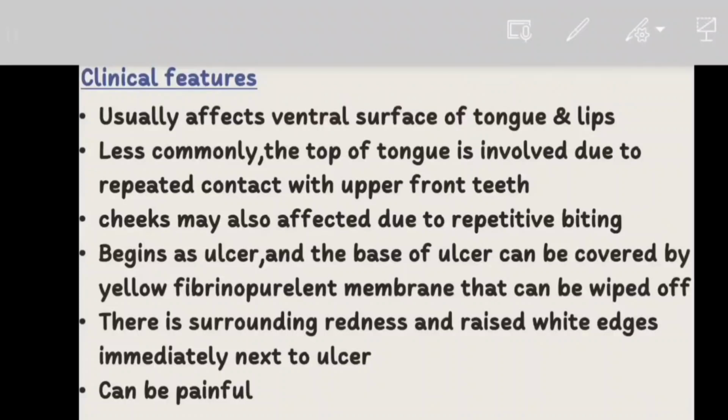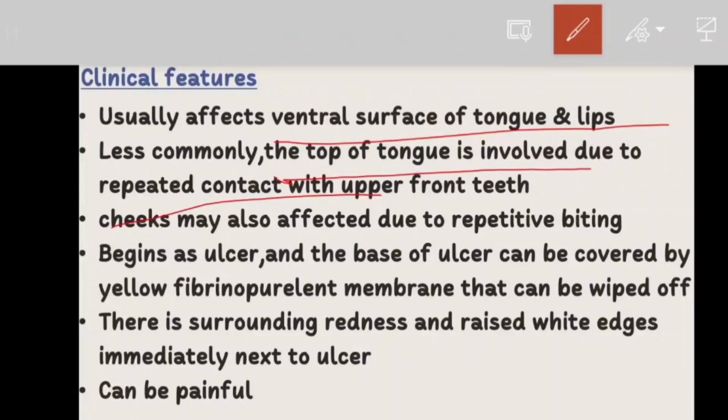Now this is a very important slide for examination. Let's understand each one by one. That is the clinical features. The lesion usually affects the ventral surface of the tongue and the lips. So why is the ventral surface commonly affected? Because it repeatedly comes into contact with the lower anterior teeth during feeding. Okay. Less commonly, the top of the tongue is involved due to repeated contact with the upper front teeth. So the top of the tongue can be involved, but this is less common because of the repeated contact with the upper front teeth.